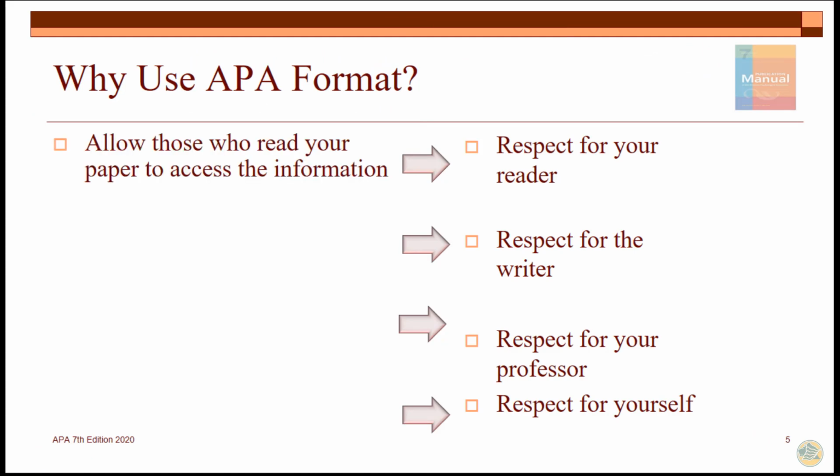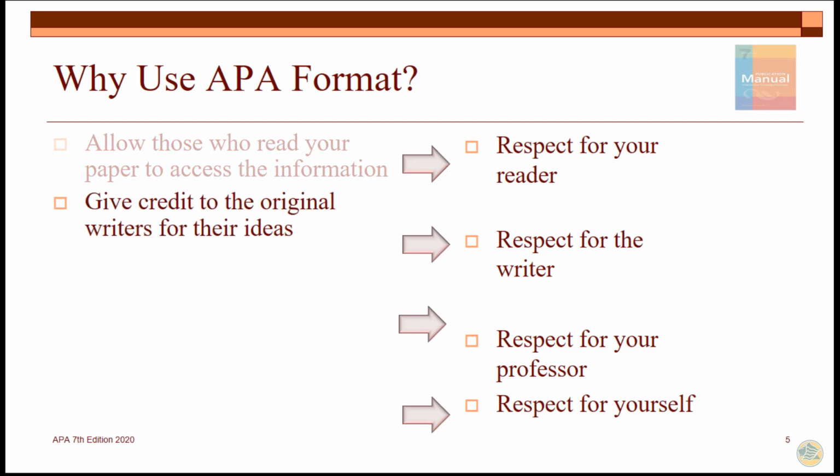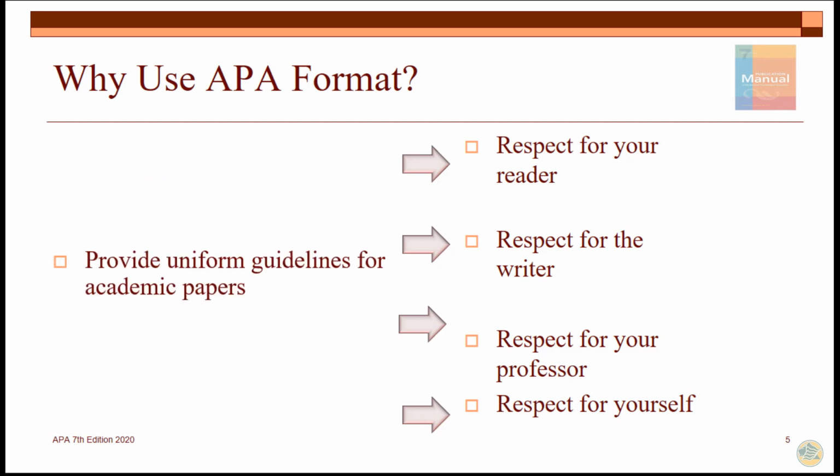First of all, to allow those who read your paper to access the information. Your professor really does want to see your sources. We also want to give credit to the original writers for their ideas. It provides uniform guidelines for academic papers. This shows respect for your professor who is grading multiple papers for multiple classes.